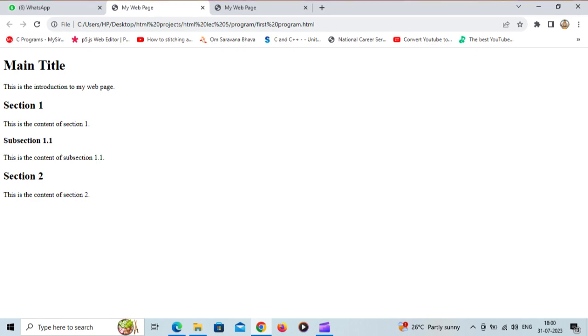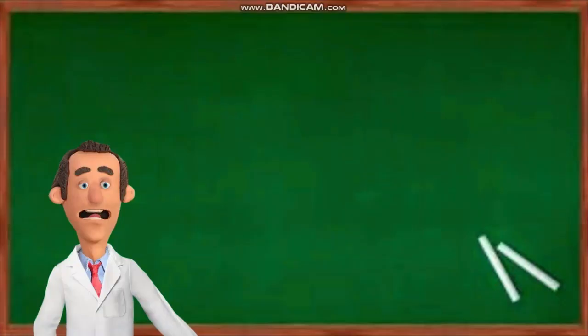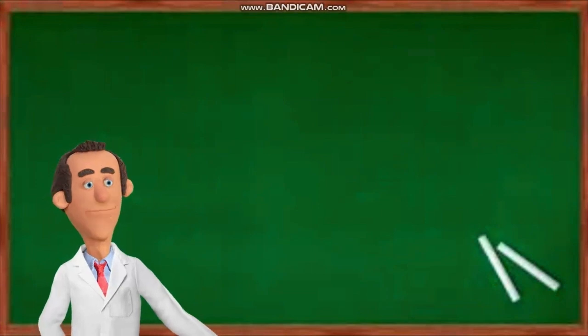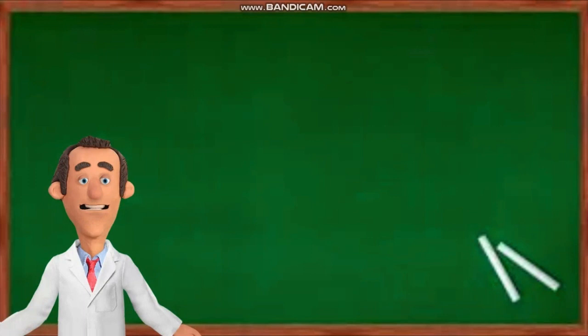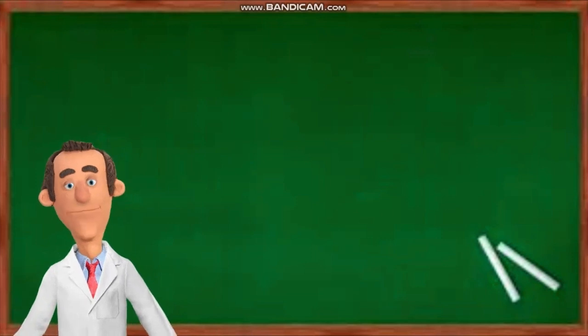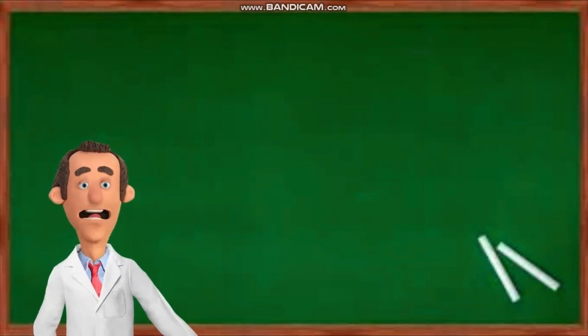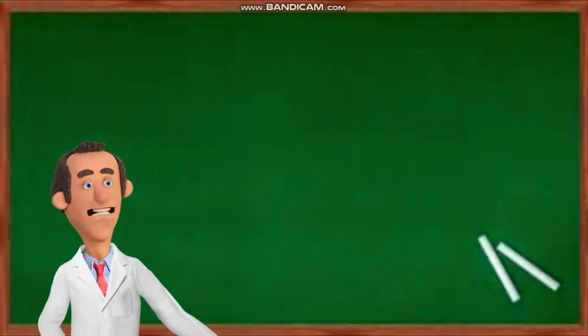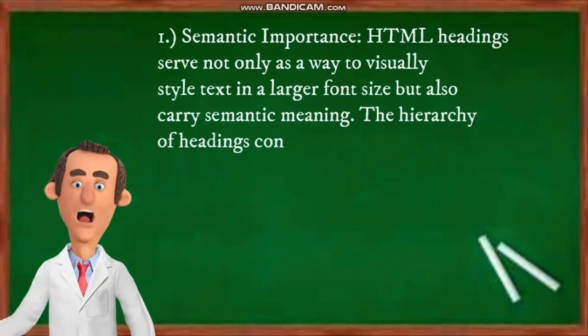</html>. It's important to use headings appropriately and maintain a logical hierarchy for better accessibility and SEO, search engine optimization. Screen readers and search engines rely on heading tags to understand the content structure and provide a better user experience. Now let us see the semantic importance, accessibility, SEO, search engine optimization, styling, single top-level heading, usage guidelines and avoid overusing headings. First, semantic importance.